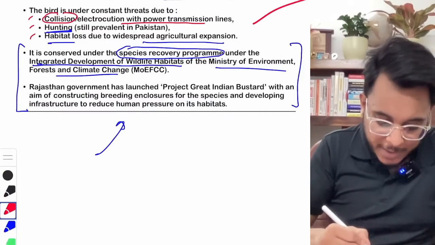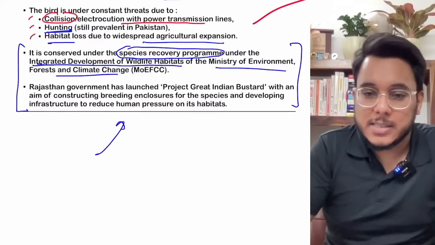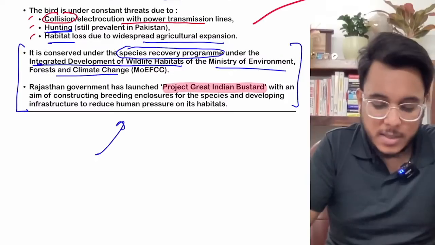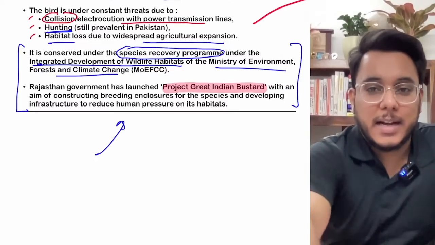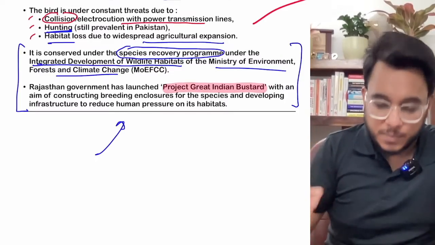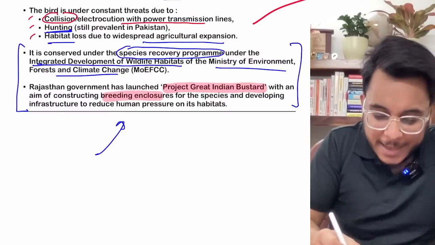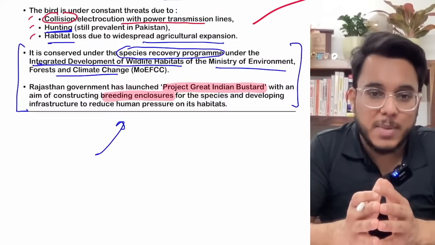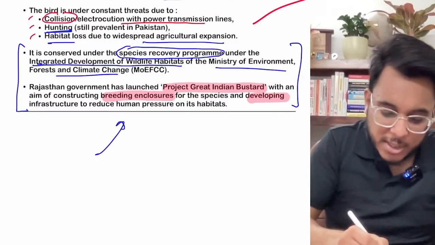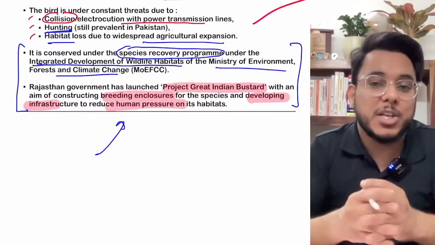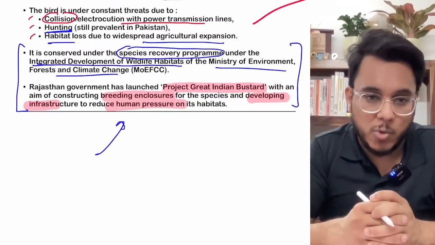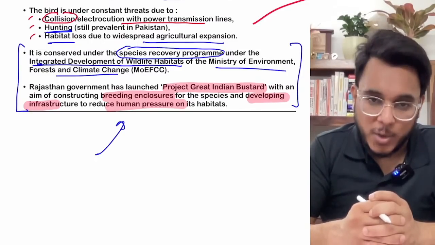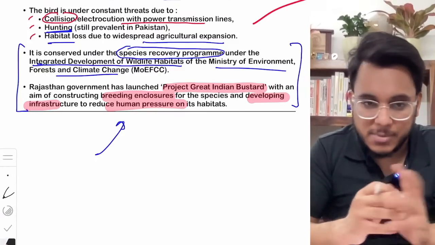At the same time, the Rajasthan government has also taken some steps. For example, they have launched Project Great Indian Bustard, and the aim of the project is to develop breeding enclosures. In the breeding enclosures they will be bred so that their population can be increased. That infrastructure is being developed, and human pressure on their habitats is being reduced, so the expansion of agriculture, etc., is being reduced. So these are some of the conservation steps that have been taken.